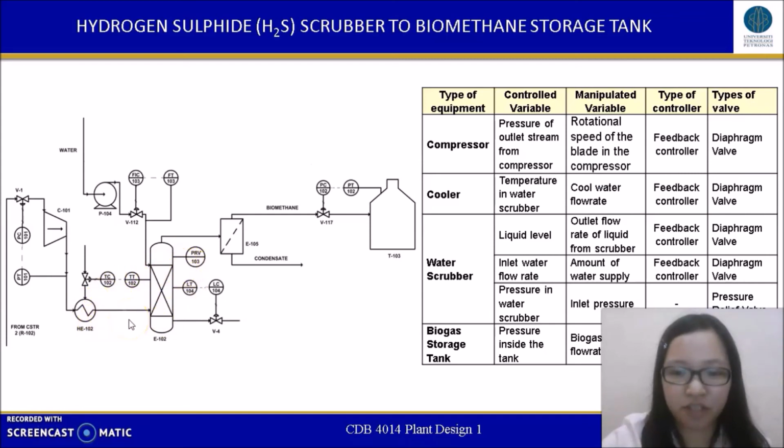The last one is the biogas storage tank. The control variable of this is the pressure inside the tank, and the manipulated variable is the biogas inlet flow rate.